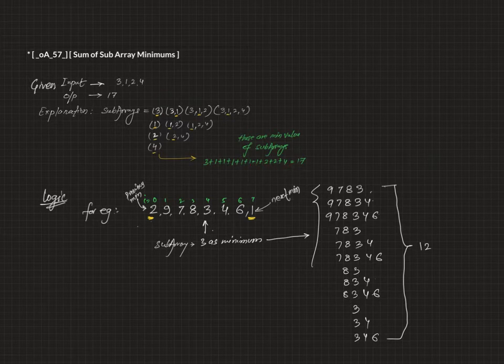So one way to find it is the brute force. You just create two loops and create all the possible subarrays, keep track of the minimum, and add all those minimums. So now the linear solution.